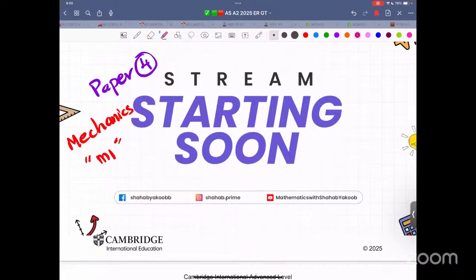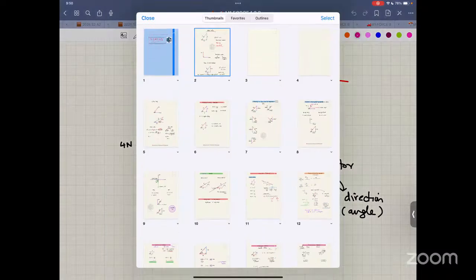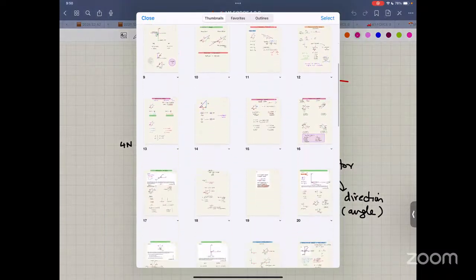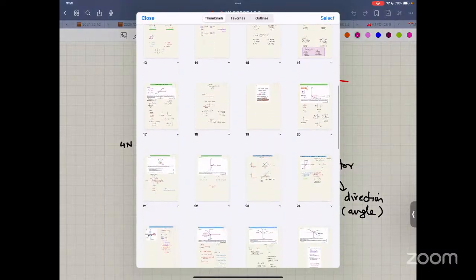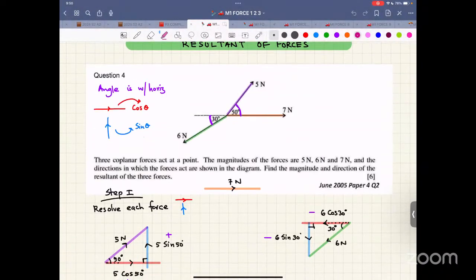Now, let's do a bit of force things first. In forces, the main thing is resolution of forces, and you know the basics. The way that I teach it is that the angle should be with the horizontal. So the horizontal component is always cos, the vertical component is always sine. So this is 50 degrees, this is 5 Newton. 5 cos 50 in this direction, 5 sine 50 in that direction.